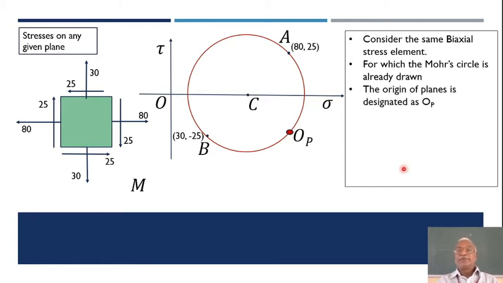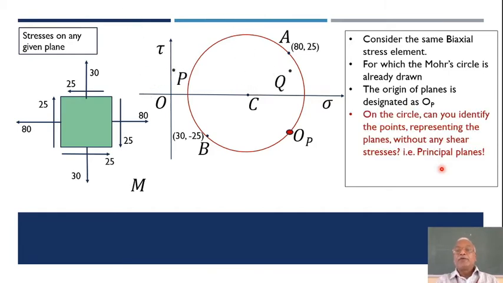Now further, the origin of planes is designated as OP. You know how to find it: parallel to this vertical plane, which is represented by this point, you draw a line, and where it cuts the circumference is known as OP, the origin of planes. Now on the circle, can you identify the points representing the planes without any shear stresses?